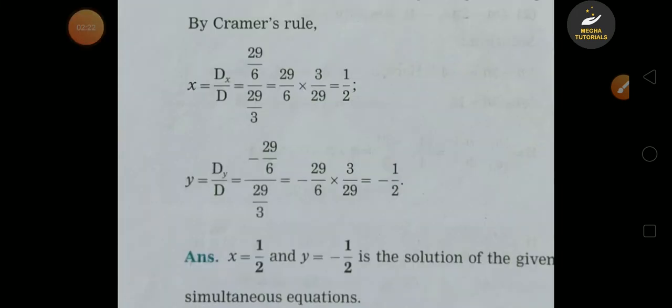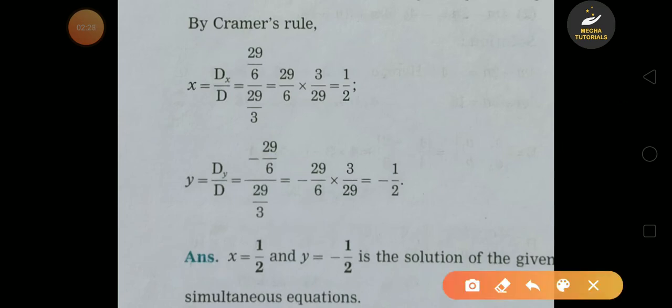Okay. So using Cramer's rule we can write x is equal to Dx upon D, which is 29 upon 6 upon 29 upon 3. So we can take the multiplicative inverse. So 29 upon 6 into 3 upon 29. So 29 will be cut, and 3 ones are 3 and 3 twos are 6. So 1 upon 2 is x. Then for y, Dy upon D. So minus 29 upon 6 upon 29 upon 3. Again using the multiplicative inverse we write minus 29 upon 6 into 3 upon 29. So in this case we are getting minus 1 upon 2. So the solution for the given simultaneous equations is x is equal to 1 upon 2 and y is equal to minus 1 upon 2.